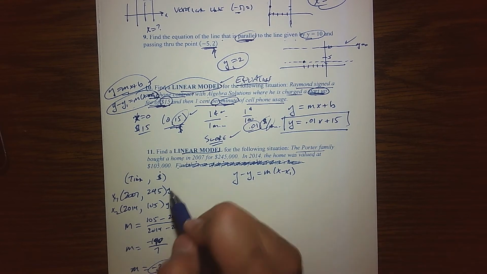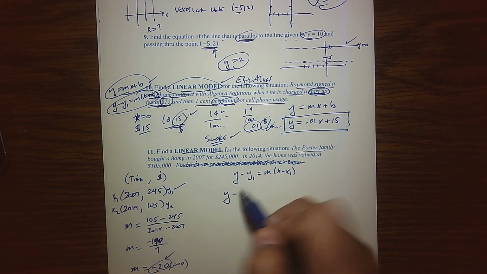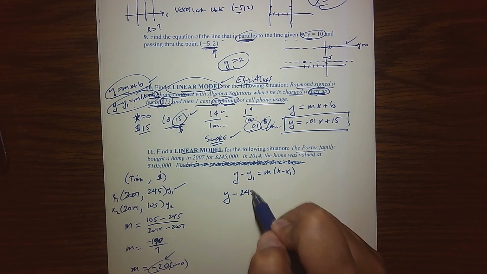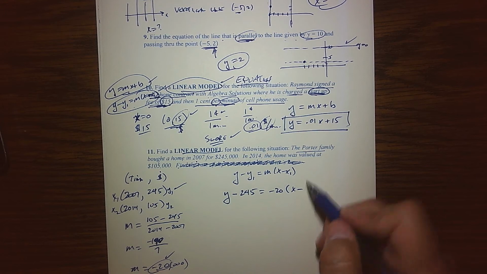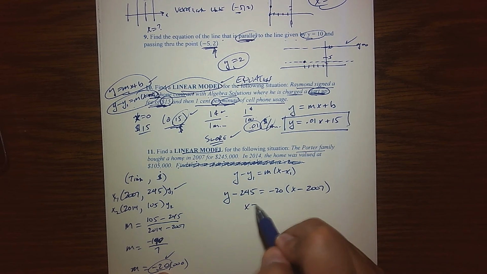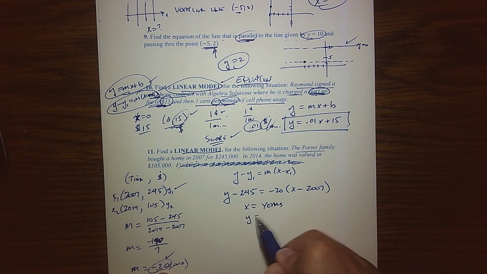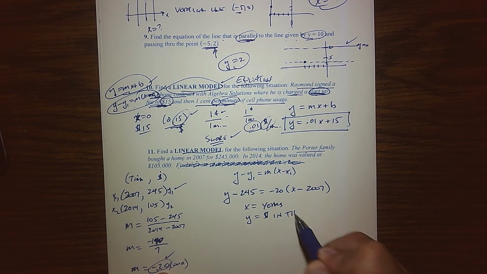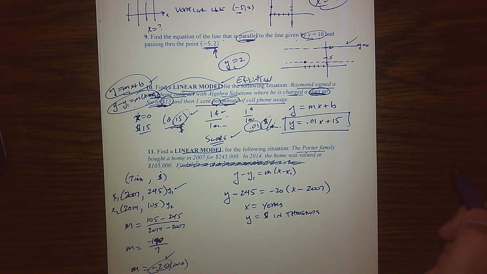So we're ready. Here's my x1 and my y1. Here's my slope. So we get y minus 245 equals negative 20 times x minus 2007. All right, and there would be your model. Again, x is the years, and y is the dollars in thousands. That's what I'd have to tell somebody if I use that model. Of course, if I wanted the slope-intercept, I would just solve it for y.